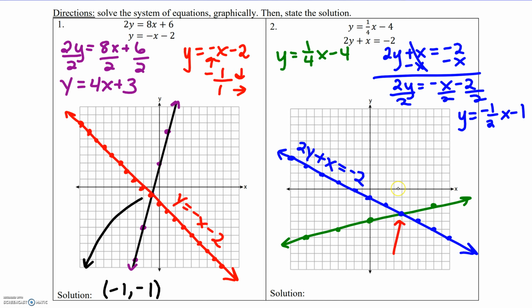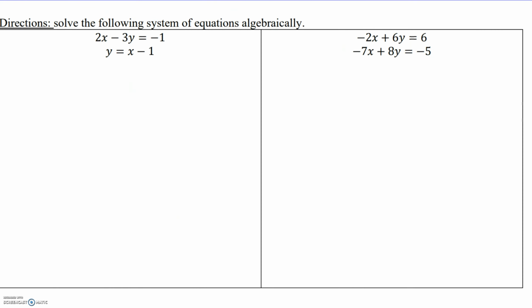So 1, 2, 3, 4, 4, -3. Again, you don't actually want to put those arrows on where I drew them. It's just to show you where the solutions are. In the next section, we have to solve the system algebraically. There are 2 ways to do it, either with elimination or substitution.